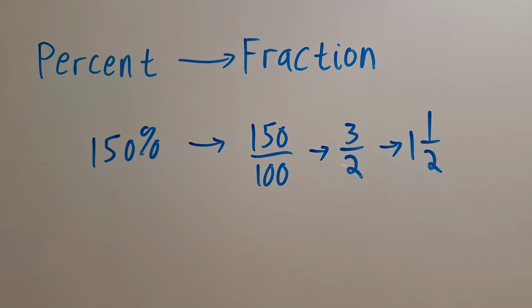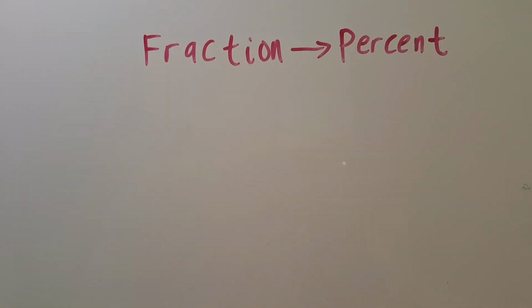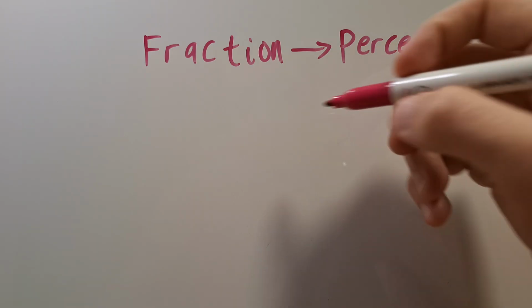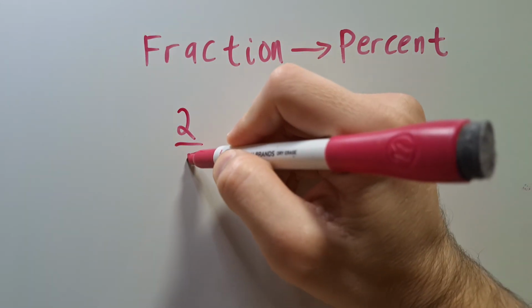Now let's take a look at the fraction to percent conversion. To write a fraction as a percent, we will multiply by 100 and then attach the percent symbol. This is the same as multiplying by 100%. So the first one we can work out will be 2/5.